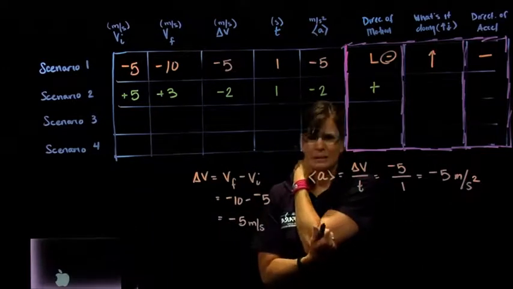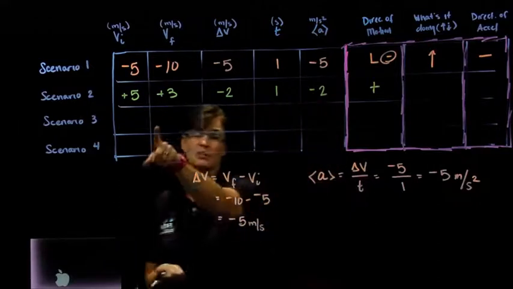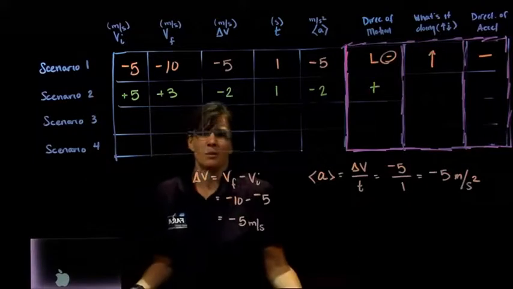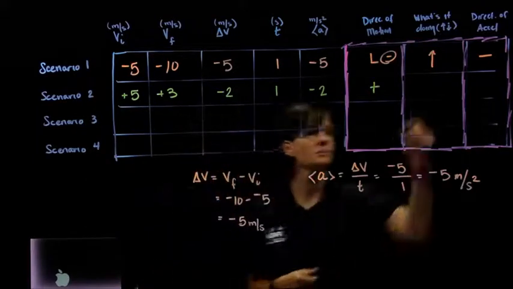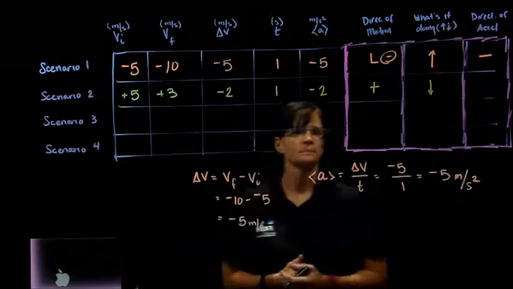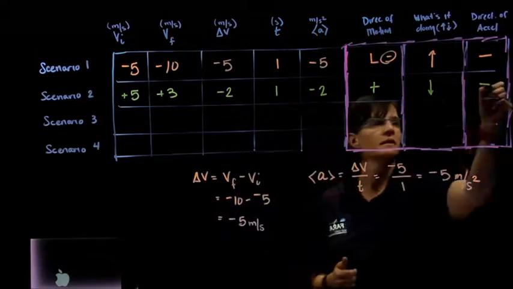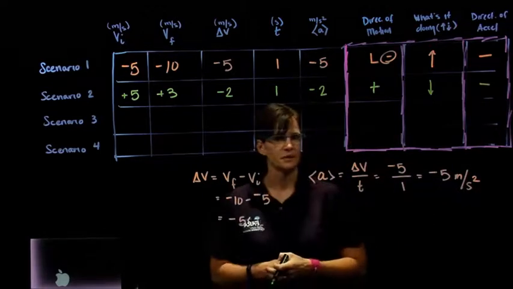What am I doing? Speeding up or slowing down? Well, I was going 5 meters per second to the right. Now I'm going 3 meters per second to the right. I'm going slower. I'm slowing down. My direction of acceleration, that is negative. So I put that negative over there.